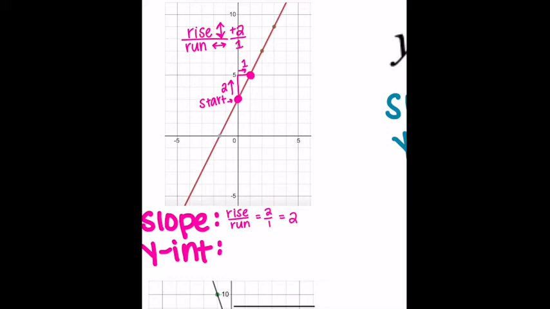Now looking for the y-intercept. The y-intercept is just the point where the graph, the line, crosses the y-axis. So remember, you have your x-axis and you have your y-axis. So this red line crosses the y-axis at this point.